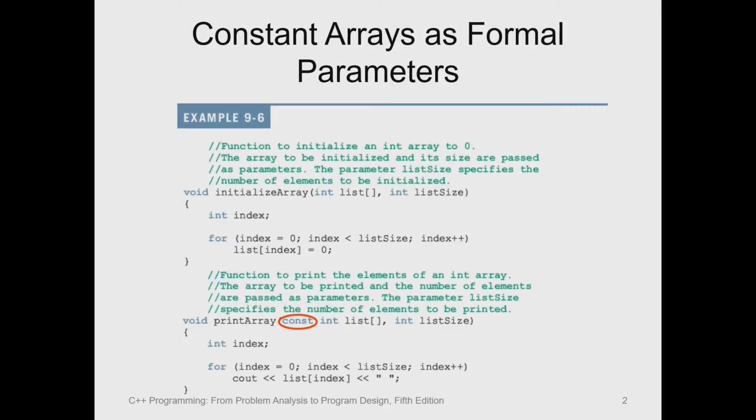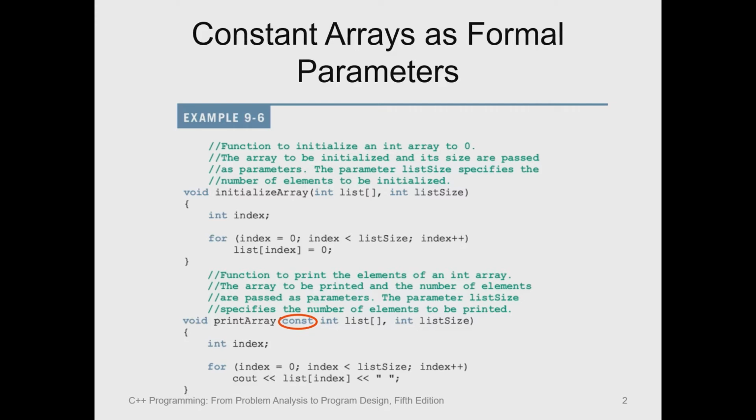For example, 9-6, the first declaration or definition of a function using the array as a formal parameter. Since an array parameter is passed by reference, we always use the data type void. Then the next one is the name of the function, which in this example we call initializeArray. And then followed by the parentheses. Within the parentheses will be the parameters.